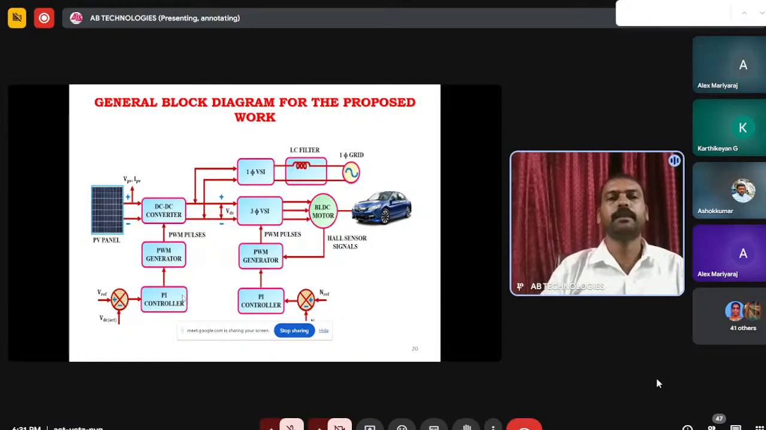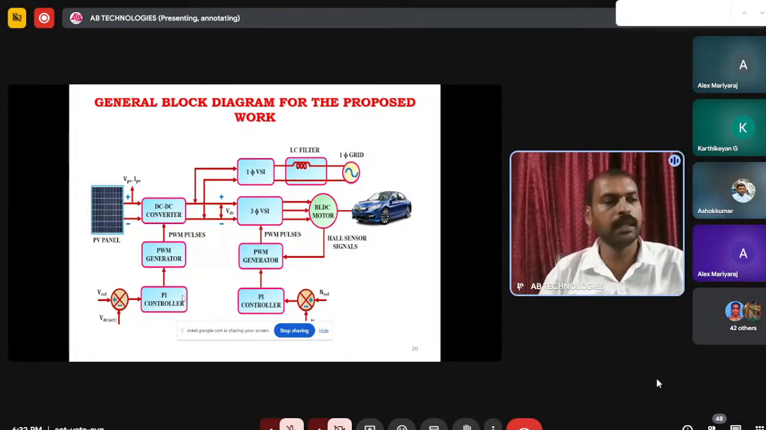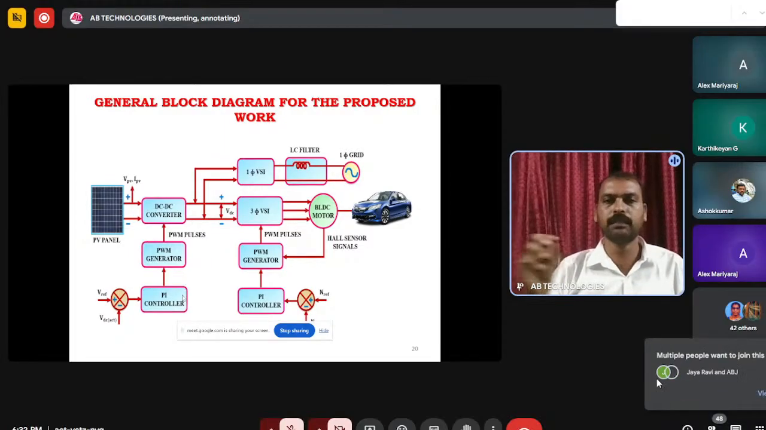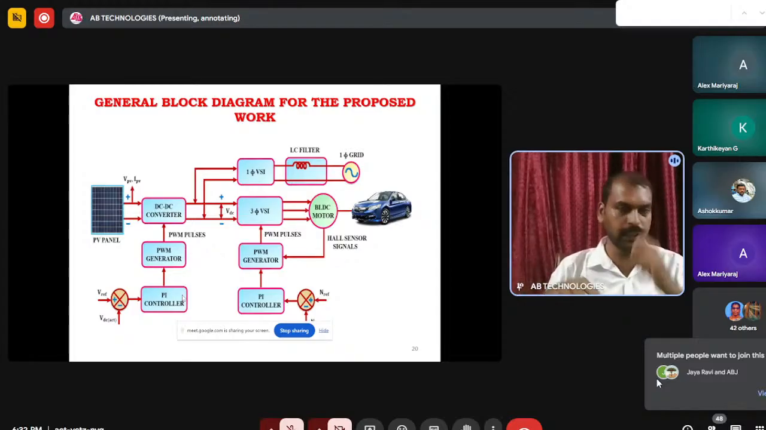Now I will explain one by one the general block diagram for this work. First, the input is the PV panel. That PV panel output is given to the DC to DC converter. Here I will explain 3 to 4 converters. Then I will explain the difference between the open loop algorithm and the closed loop algorithm. That DC to DC converter output is given to the three-phase voltage source inverter. That inverter output is given to the BLDC motor, brushless DC motor.